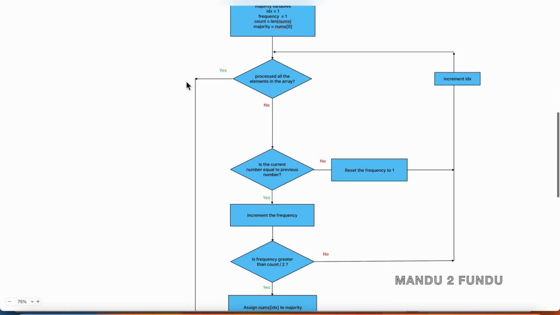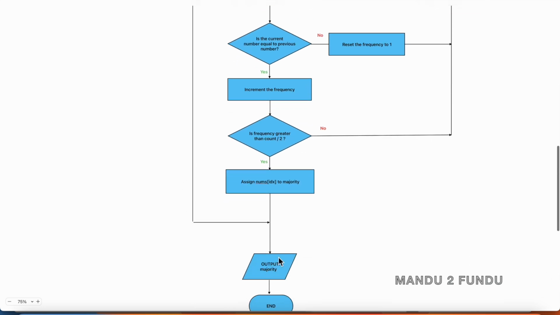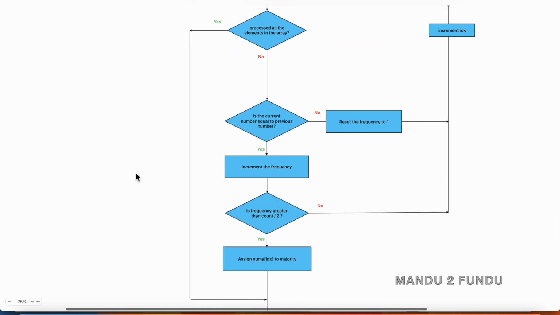Then we enter the loop. We check whether we processed all the elements in the array. If so, we come out and return the majority value, whatever is computed. Otherwise, we check whether the current number is equal to the previous number. If so, that means they are duplicates, so we increment the frequency variable. Then we check whether the frequency is greater than count divided by 2, because as per the problem statement, the number whose frequency is greater than count by 2 is the majority.